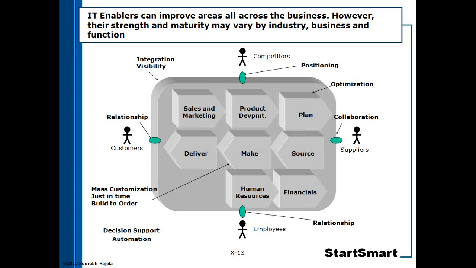IT can help you position vis-a-vis competitors. So if you think of all the IT systems that you use in, and I'm just going to call it marketing to simplify this discussion, in essence, what IT is doing is helping you in positioning. If you think of all the supply chain systems that you use, IT is helping you in integration and visibility. If you think of all of the systems, CRM, for example, that you're using to interact with your customer, it's enabling you to build a relationship.